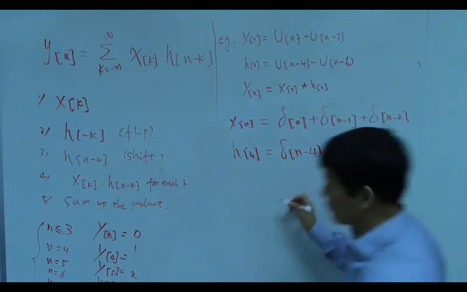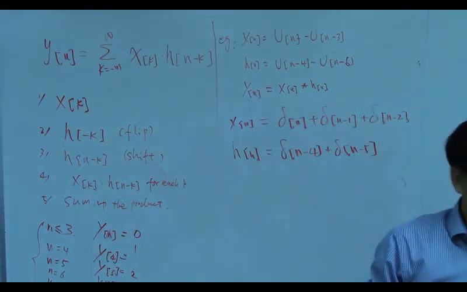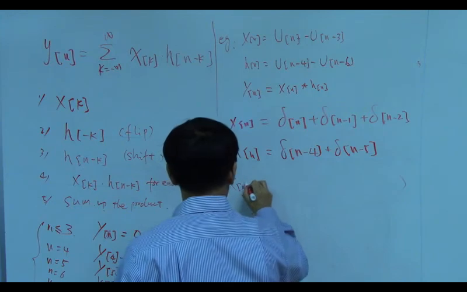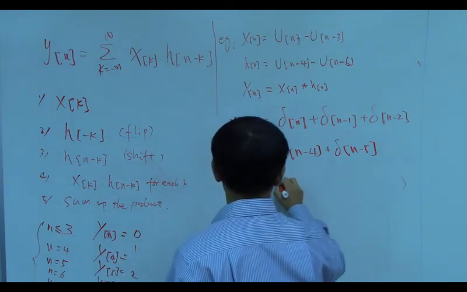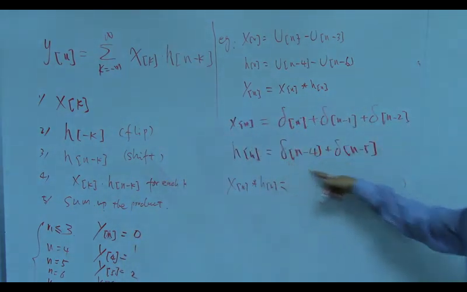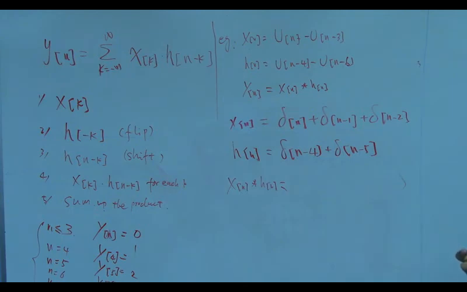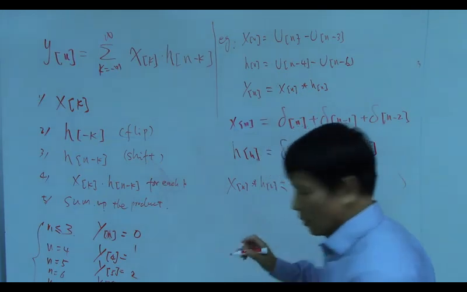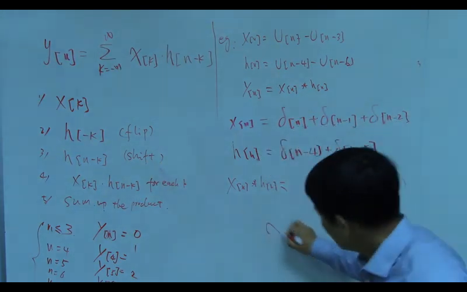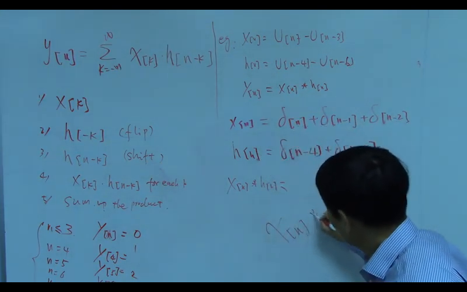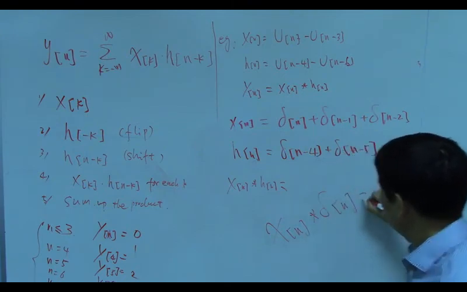Alright, now the interesting part. x[n] convolved with h[n] means this one convolved with this. That's for sure, right? Let me ask you about a property. What is x[n] convolved with the impulse delta[n]? What is this?